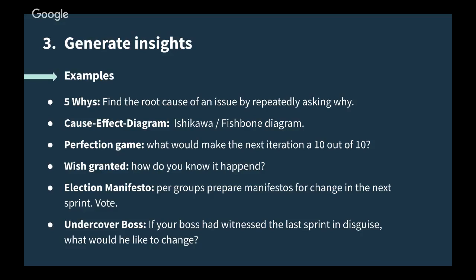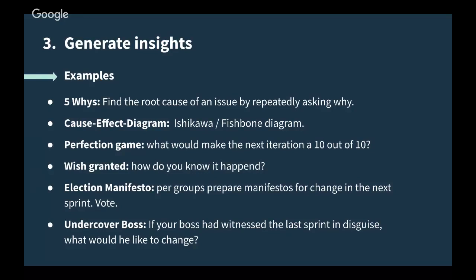So those two are great for when you have a big issue you should discuss. But maybe you don't have a big problem and you just have to adjust some minor stuff. You could use some of the next three dynamics, which are perfection game. Basically, every team member says what should happen in the next sprint to be perfect, and maybe from there you could take any actions.